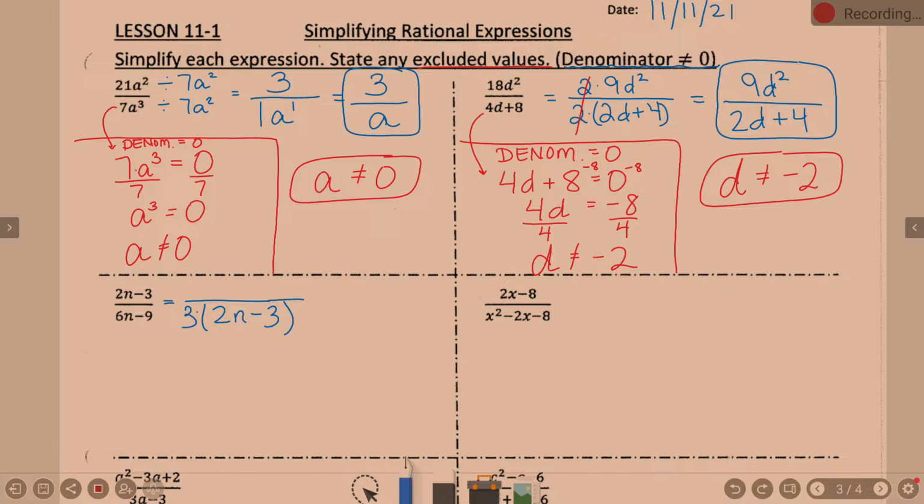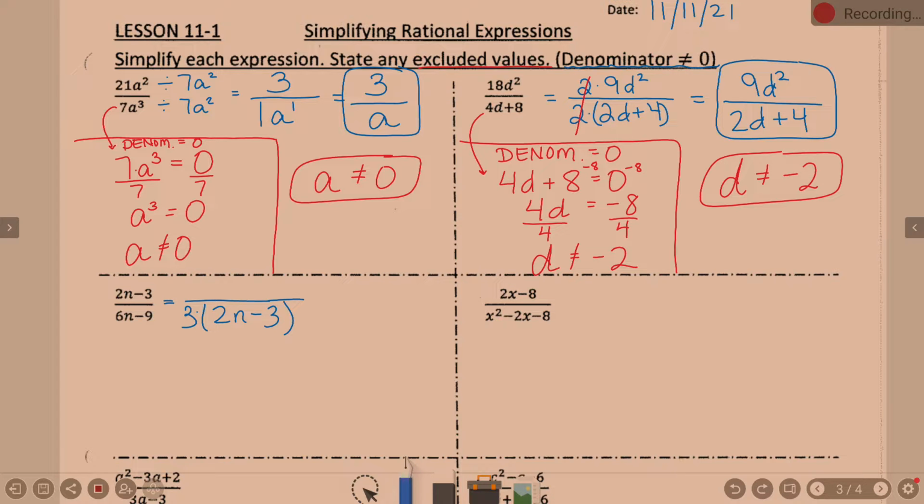Numerator. Jacob saw the 3 in the bottom, so I went with it. What about the numerator? 2n minus 3. Is there a GCF up there? There's one. There's always a 1, isn't there? Now, I'm actually going to use that 1 this time. Normally, I don't use the 1. It's the same, but it'll help you see your answer better here.